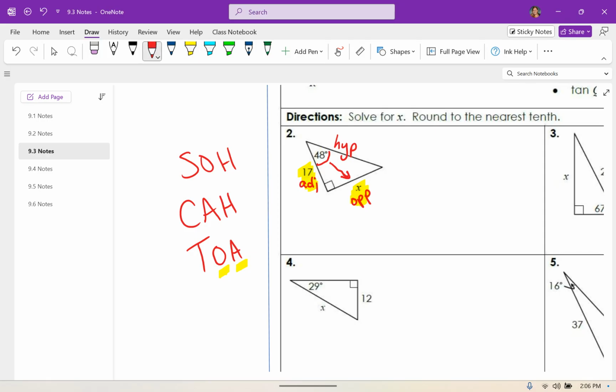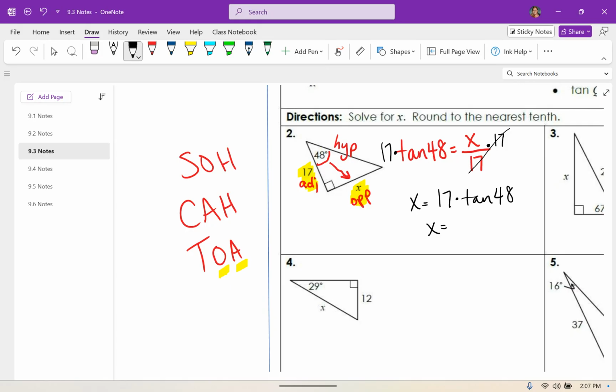And this is how this works. I'm going to do tangent of the angle equals opposite over adjacent. And opposite is x and adjacent is 17. Then we have to solve for x, which is pretty easy. I think you are prepared to do this. To get rid of divided by, we multiply by 17 on both sides. So now my equation is x equals 17 times tangent of 48.